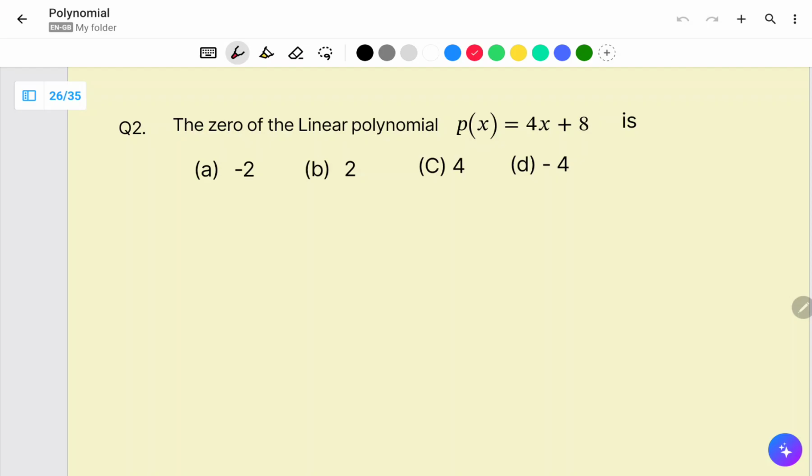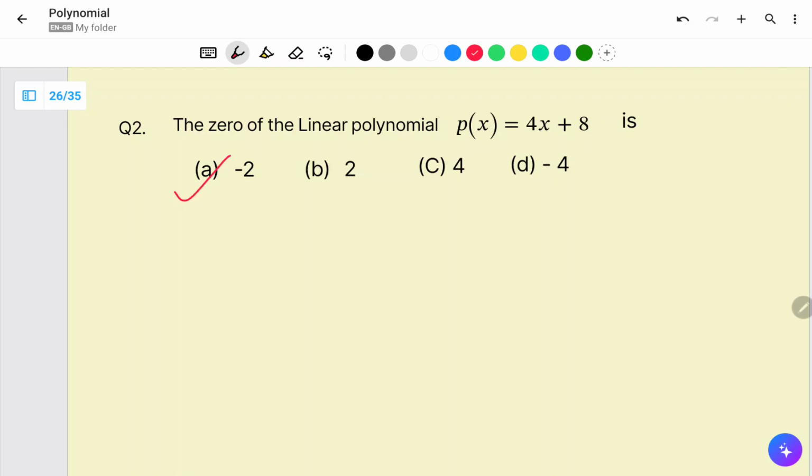The second question says, the zero of the linear polynomial p(x) equal 4x plus 8 is option A -2, option B 2, option C 4, option D -4. So here the correct option is A.